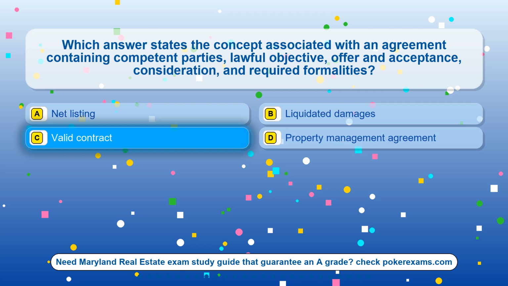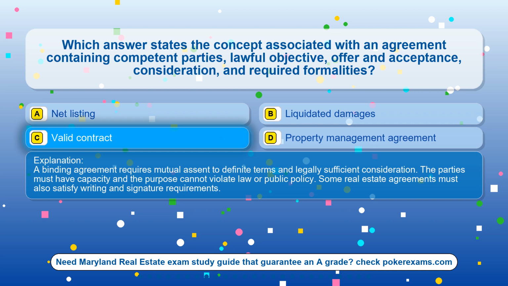The correct answer is option C. Valid contract. A binding agreement requires mutual assent to definite terms and legally sufficient consideration. The parties must have capacity and the purpose cannot violate law or public policy. Some real estate agreements must also satisfy writing and signature requirements.